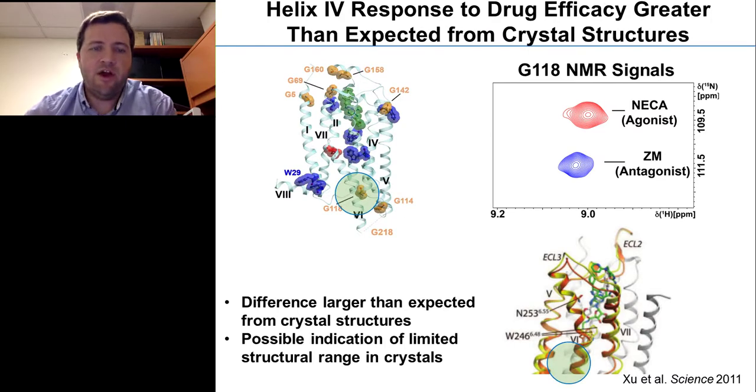So this was interesting because if you look at the crystal structures of the adenosine A2A receptor and focus on the region that's local to glycine 118, there are essentially no differences between those structures, whereas the NMR data indicate that there are larger differences observed for the solution experiments, indicating that NMR may provide some additional insight into changes in structure that are missed with crystallography.